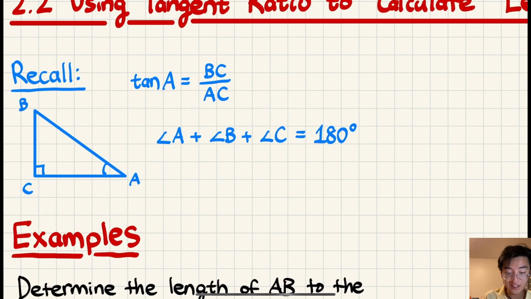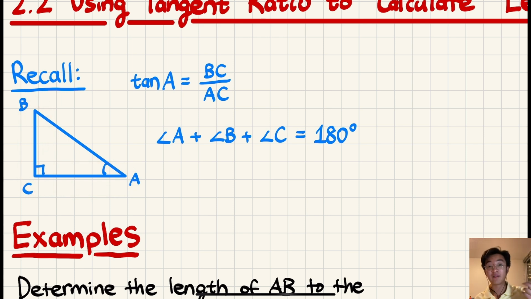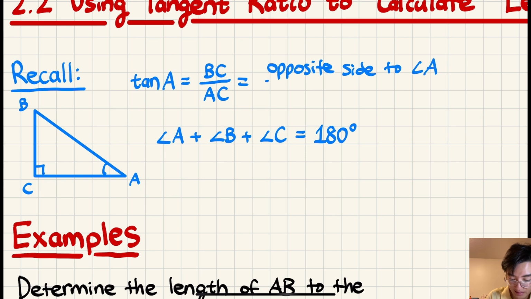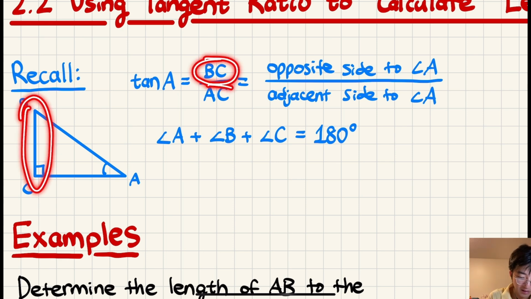The tangent of a given angle, in this case angle A of this triangle, is the side that's opposite to it over the side that is adjacent to it. So it is a ratio, or a fraction, of the side length furthest away from the angle over the side that is right next to the angle. So in this particular triangle, we have the side BC over the side AC.